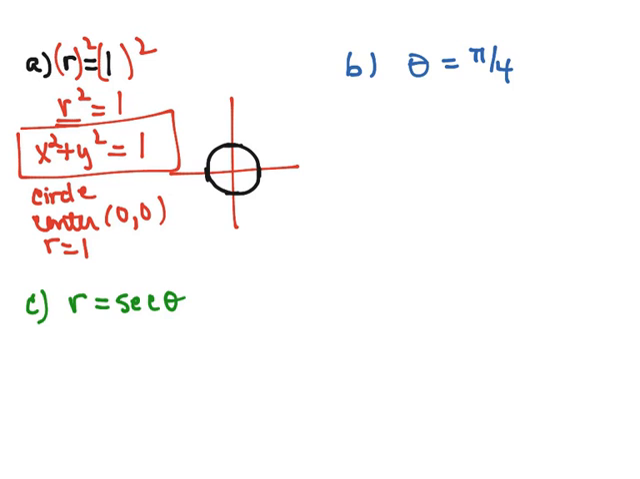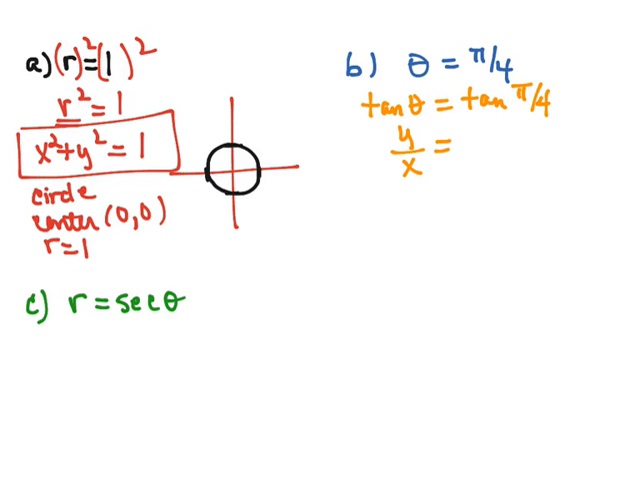In example B, we have theta equals pi over 4. What we use this time is we're going to take the tangent of both sides. So the tangent of theta equals the tangent of pi over 4. And then we can use our definition of tangent. Tangent is defined to be opposite over adjacent, or y over x, on our unit circle.